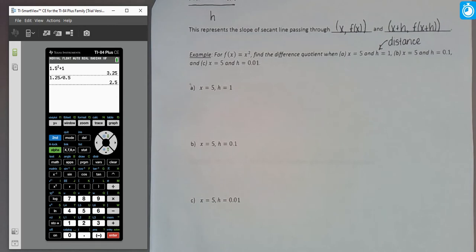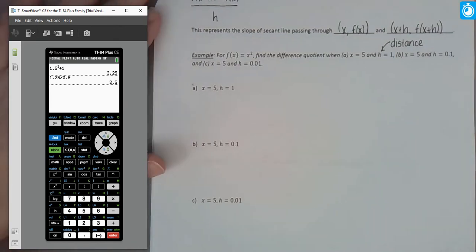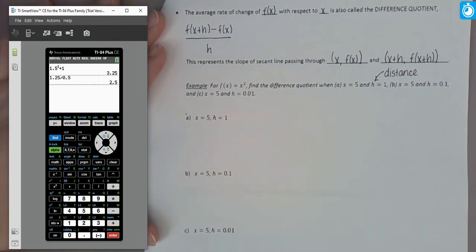So again, we're traveling some distance away from that starting x value. But now rather than traveling a whole unit, we're traveling only a tenth of a unit away. And then finally, x is 5 and h is 0.01. In other words, just a little bit closer to where we were before. Okay, so let's evaluate the difference quotient under these different circumstances.